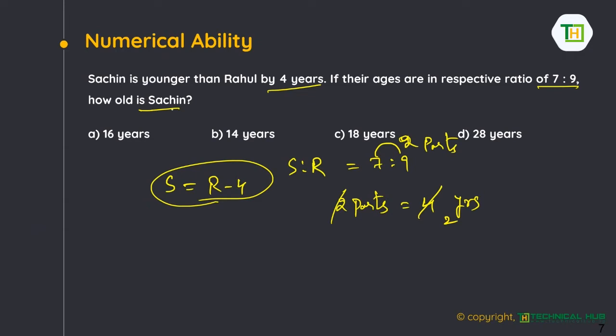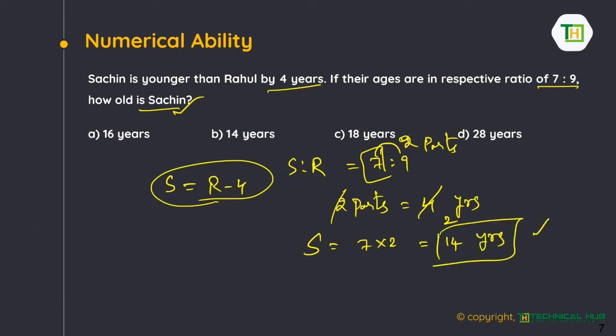What is the question he is asking? How old is Sachin? Sachin is having 7 parts. Therefore, 7 into 2, 14 years. That is the required answer. 14 years, option B.